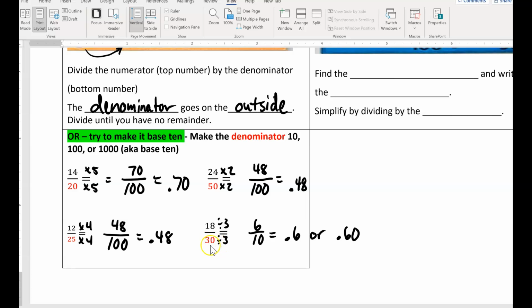So this was a tricky one, right? You were probably saying, well, 30 times what gets me 100? No number times 30 gets you 100. But you could go the reverse order. You could divide both by 3 to get down to 10. And so I get 6 over 10. So again, I just read the numerator, which is 0.6, or another way to say it is 0.60. So in all the cases, I'm either saying, what can I multiply to get to 100, 1,000, or 10, or what can I divide to get down to a 10? There's got to be a GCF, right? I can't just divide one number and keep the other number the same.